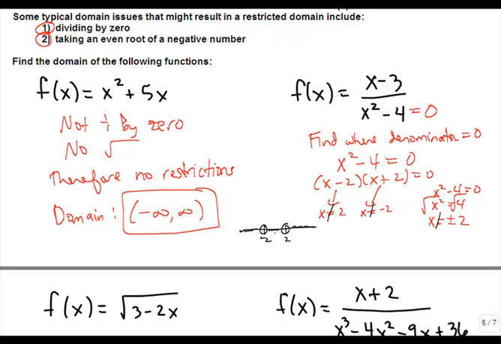Well, there's 3 different intervals here, so you need 3 different pieces to your domain. So this interval over here would be minus infinity up to negative 2, and you have to use a parentheses around that negative 2 so that you don't include it. This interval in the middle would be negative 2 to 2, again using parentheses, and this one would be 2 to infinity. And I want all of those, so put union symbols in between, and there's your domain.